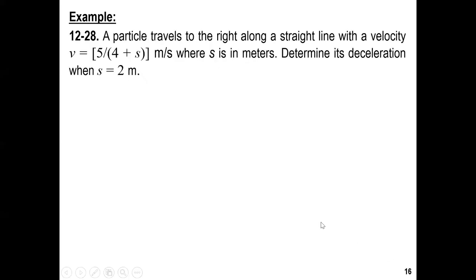Now, let's do another example. This example has S in it, right? It says a particle travels to the right along a straight line. You may consider right is positive, with a velocity which is a function of displacement, or function of position. You want to find its deceleration, or let's say acceleration could be negative, when S is 2 meters, right? So I'll let you write these numbers, and I'm going to write it on my stuff.